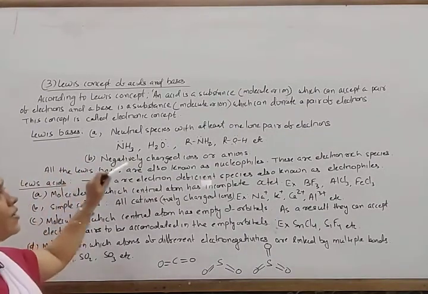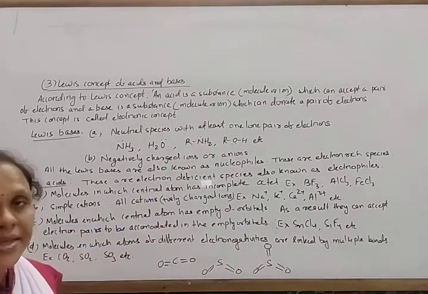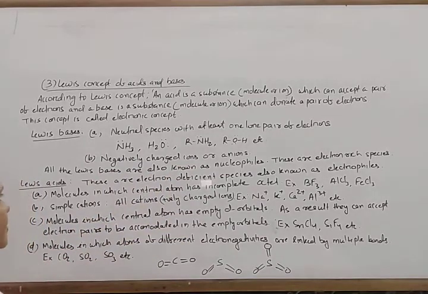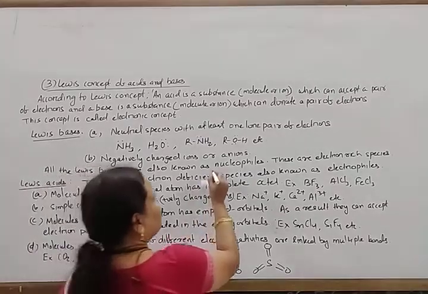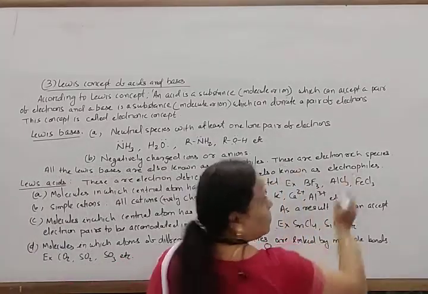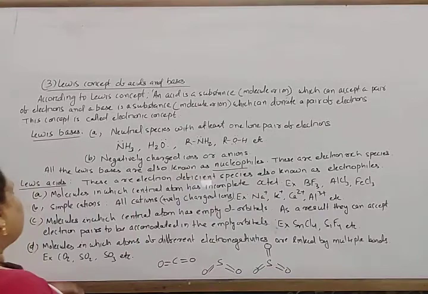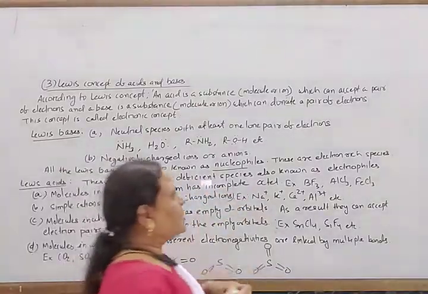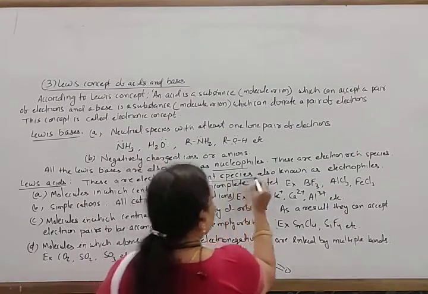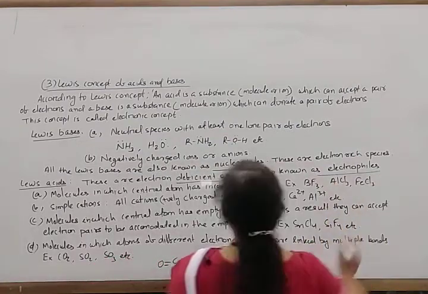Similarly, all negatively charged ions or anions are known as Lewis bases. All the Lewis bases are also known as nucleophiles, and these are electron-rich species. Similarly, what are the Lewis acids? These are electron deficient species, also known as electrophiles.